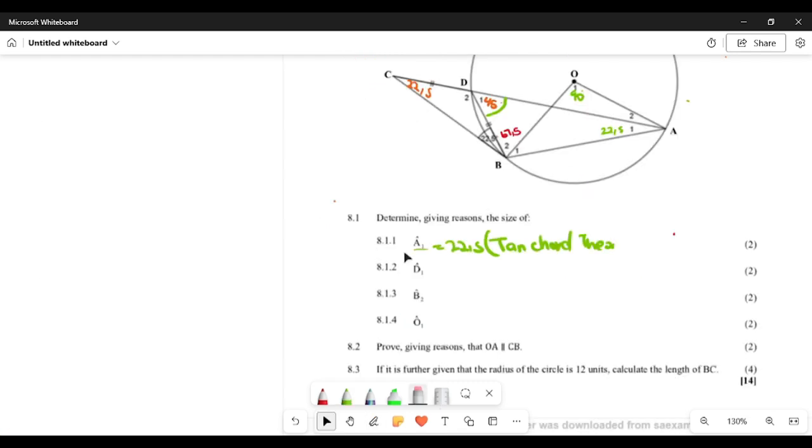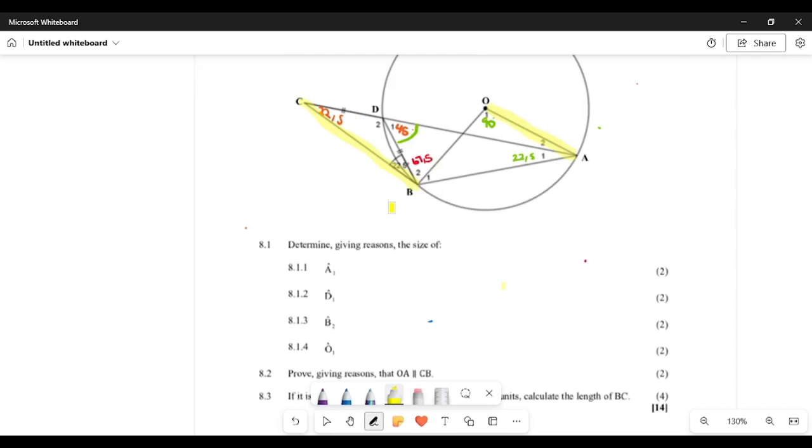Now, prove, giving reasons, that OA is parallel to CB. Let me highlight those lines. The line from O to A is parallel to the line from C to B. So I need to prove that these two lines are parallel to one another. Let me go about analyzing what I have here. Remember, there are three ways you could prove parallel lines. The first one being your corresponding angles. If you could prove that this angle is equal to that angle... rather not, sorry, I made a mistake.